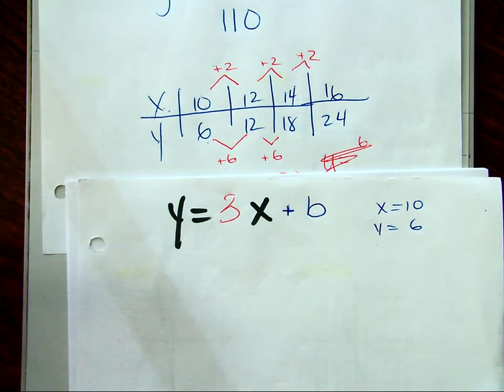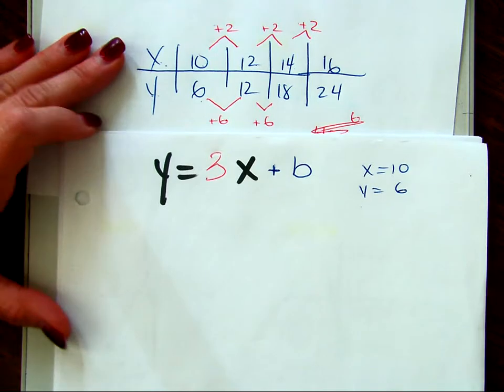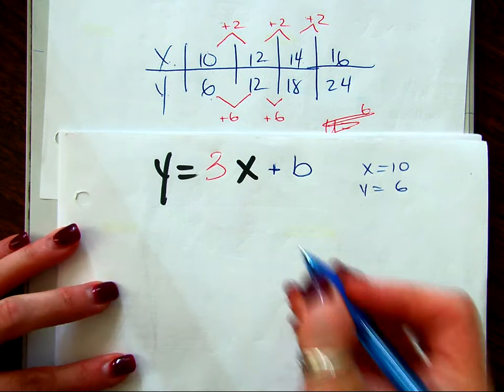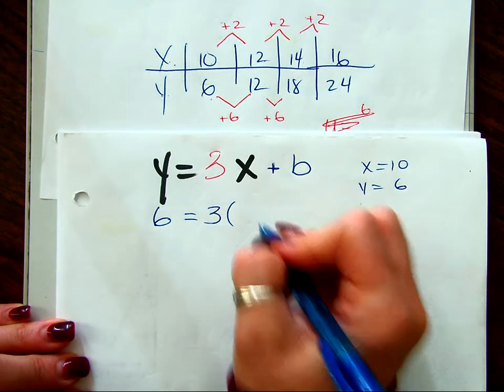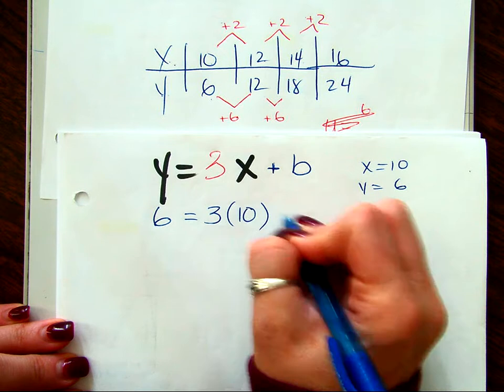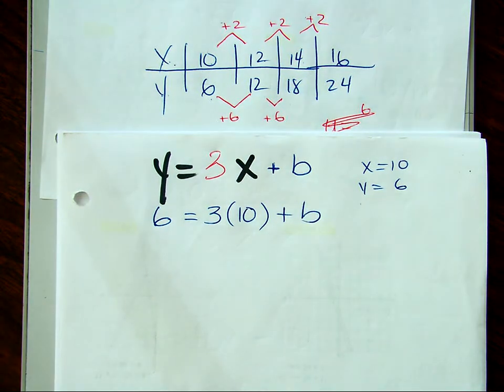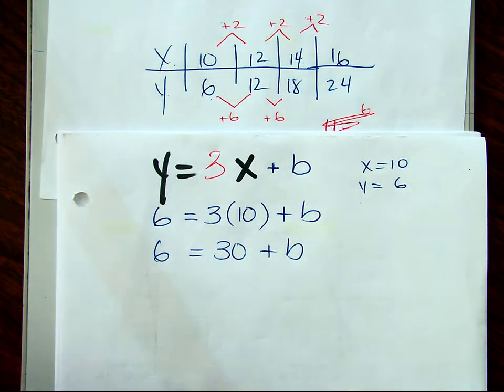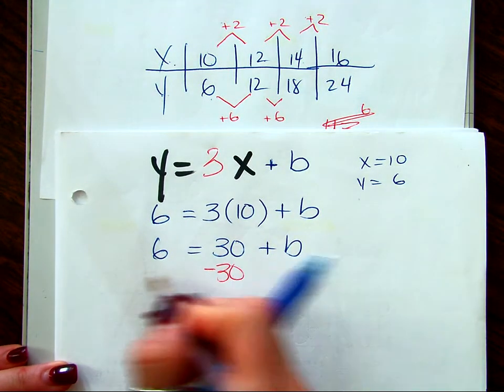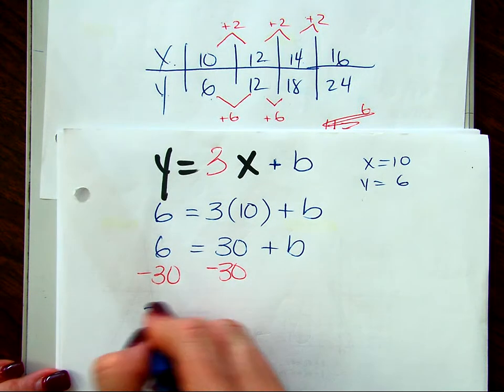You're going to love it. It takes all the guesswork out. So put 6 here, put 10 here, plus b. Do a little bit of math. Cancel out a constant, and you'll have b. So 6 is equal to 30 plus b. Subtract 30 from both sides. Negative 24 is the b value.